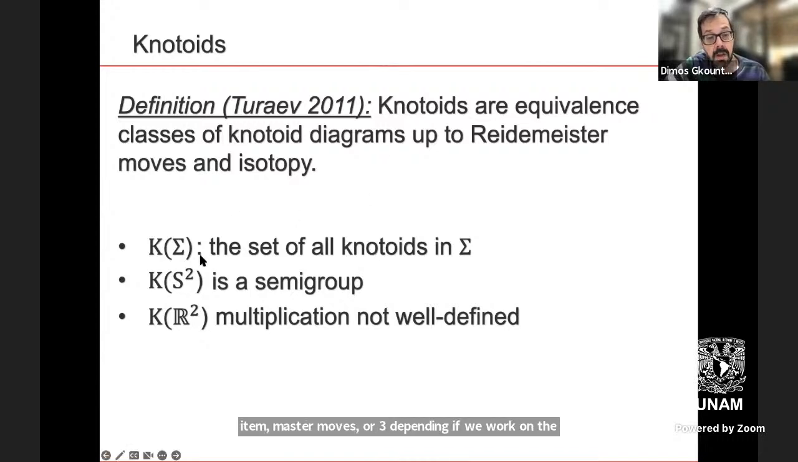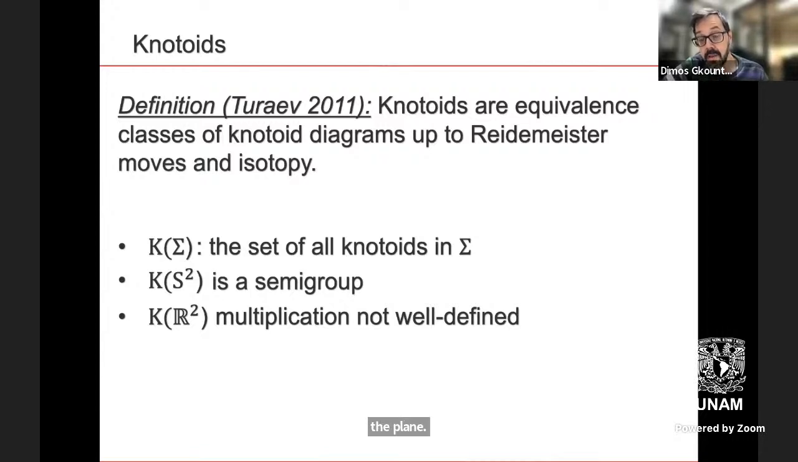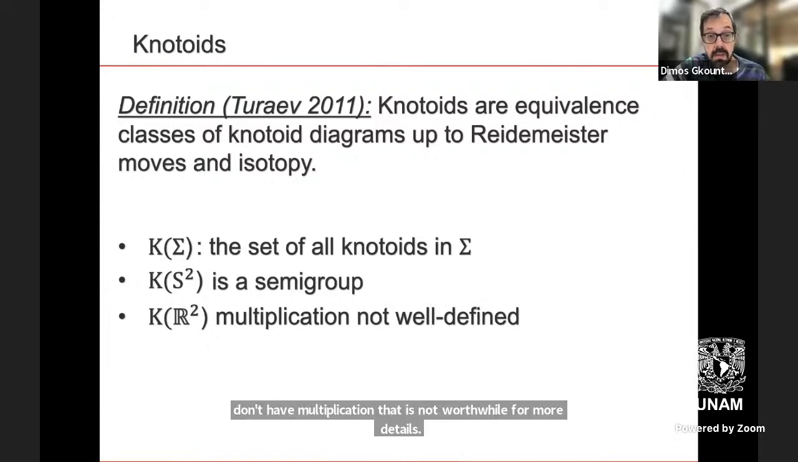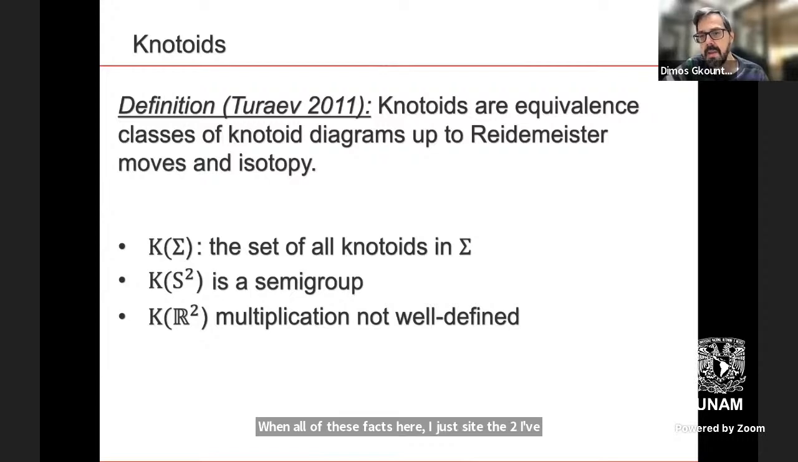Now, some notation here, by K of sigma, we define the set of all knotoids on our surface. And if we work on the sphere, this set is a semigroup. We don't have an inverse element. And if we work on the plane, the multiplication is not well defined. For more details on all of these facts, I just cite the Turaev paper from 2011, I think it is in the Osaka Journal of Mathematics.